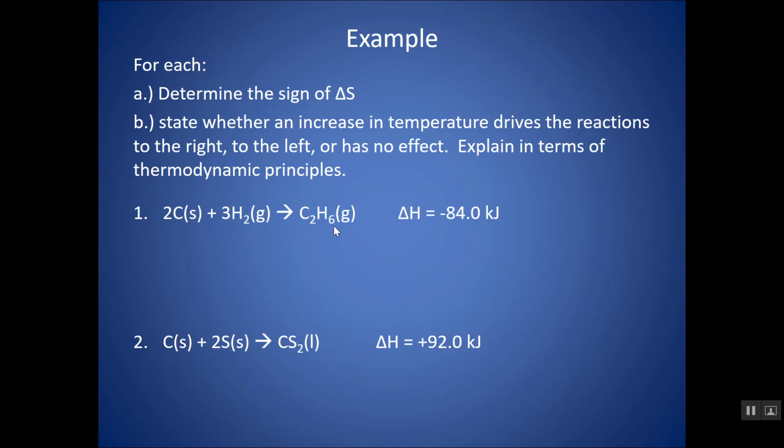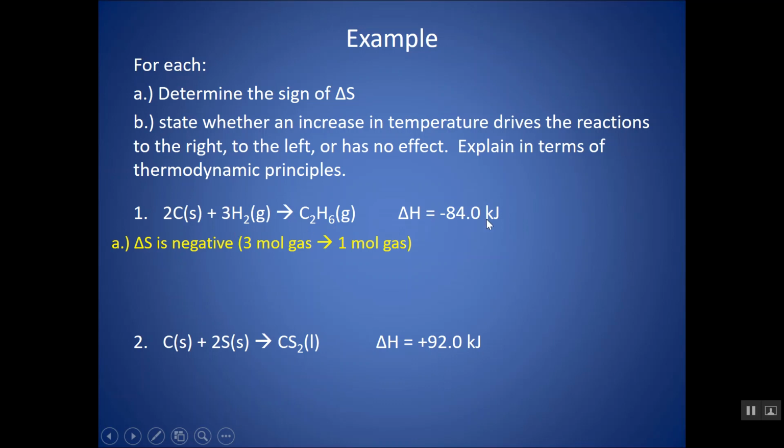So for this first one, notice it's an exothermic reaction. Delta H is negative. And I want to know what happens to delta S. So I'm going from 3 moles of gas on the left to 1 mole of gas on the right. So I'm decreasing the number of gases, so entropy would be decreasing. Delta S is negative.